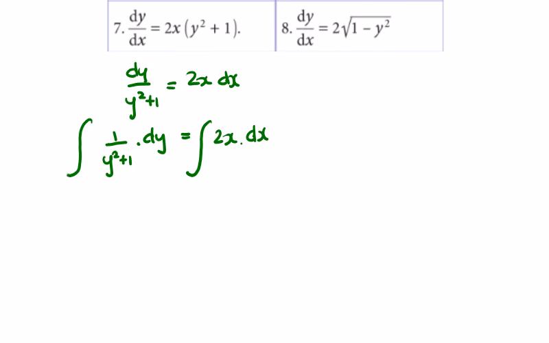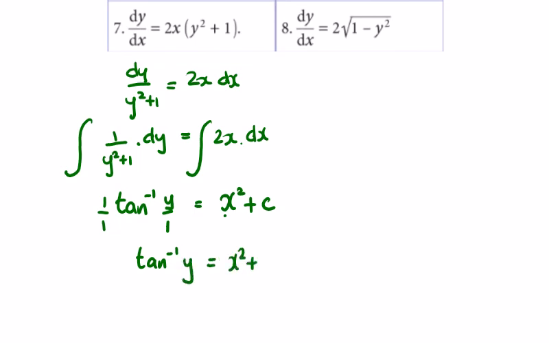Integrating both sides, this is our tan, where we're going to get 1 over the square root of a squared, the inverse tan of y over 1. That's what that's going to give me. And that's going to be equal to 2x squared over 2, just x squared, plus c. So tidying this up, the inverse tan of y is equal to x squared plus c. Means that tan of x squared plus c has to be equal to y.